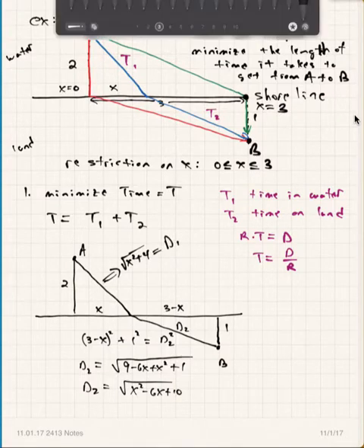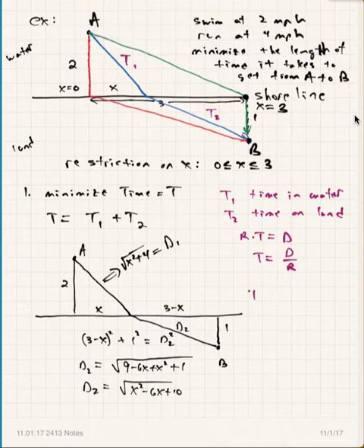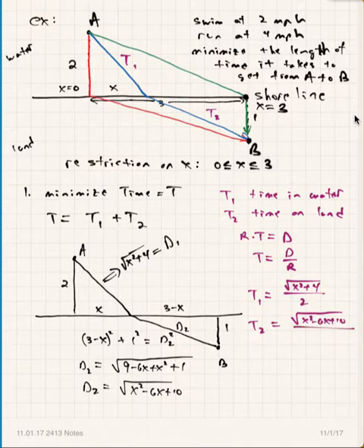So what would time 1 be in this problem? Time 1 would be distance 1, the square root of x squared plus 4, divided by the rate that you can swim, which is 2. And time 2 would be distance 2, which is the square root of x squared minus 6x plus 10, divided by the rate you can run on land, which would be 4. And so those would be my two times right there. And so remember what t is. T is t1 plus t2 in this problem.